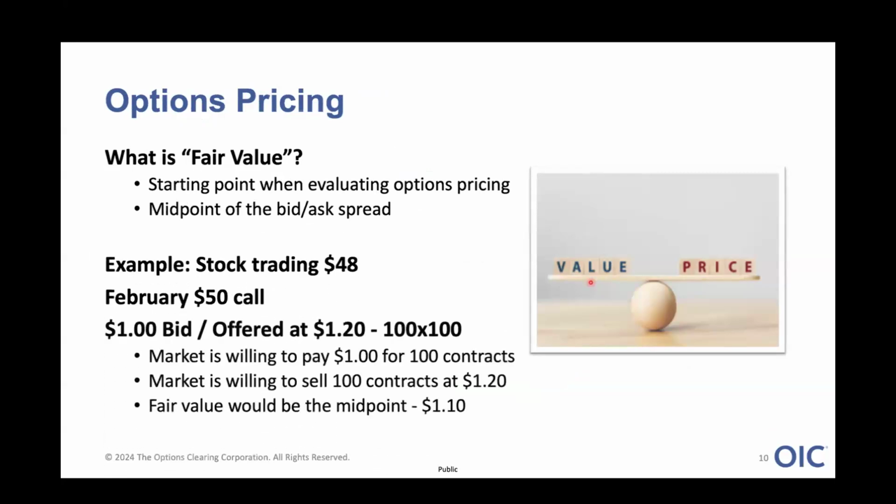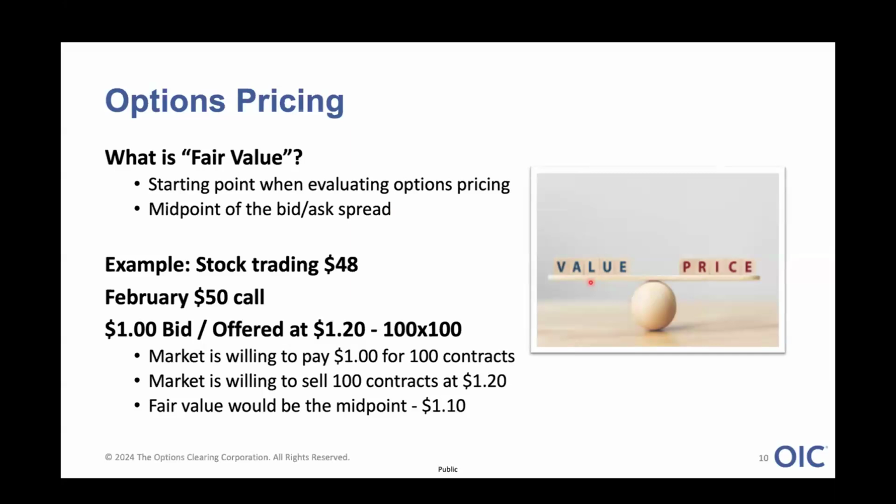Let's just say we have a stock trading at 48, maybe it's got a month to go, and we're looking at the February 50 calls, which are just slightly out of the money. They're $2 out of the money. The market on these particular calls is $1 bid, offered at 1.20, 100 up, meaning right now the market's telling you that there are 100 contracts to buy for $1, and at the same time the market will sell you 100 contracts at $1.20. That's the bid-ask spread.